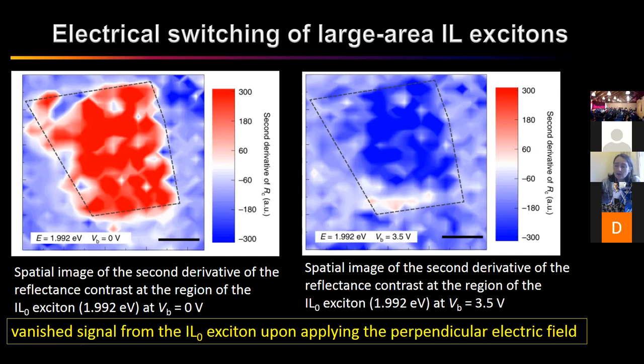Even despite the presence of inhomogeneities in the interlayer distance that can be caused by unwanted bubbles formed at the interface during the transfer process, we can still see these spectral signatures of the two IL1 and IL2 excitons over a large surface area of at least 15 by 25 micrometers.